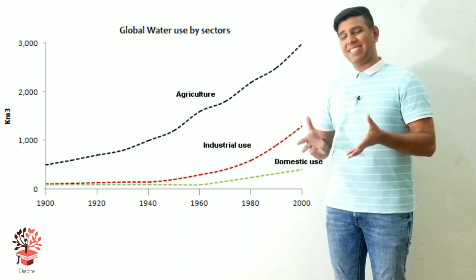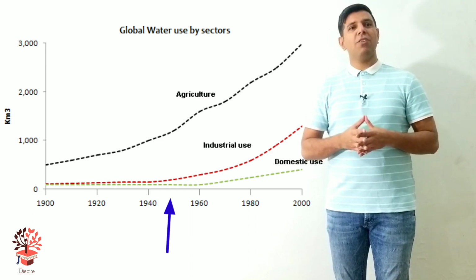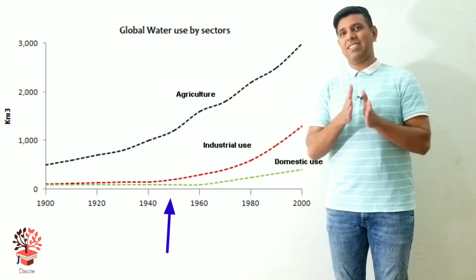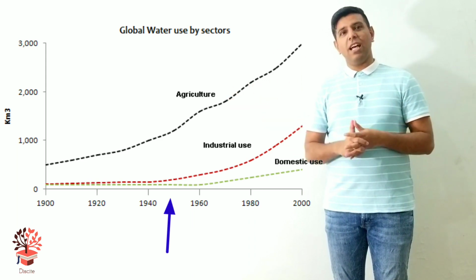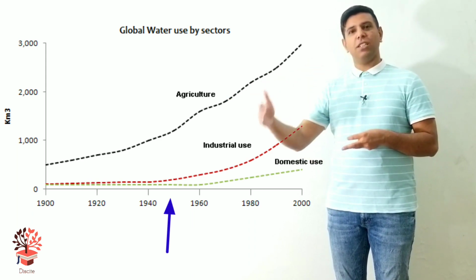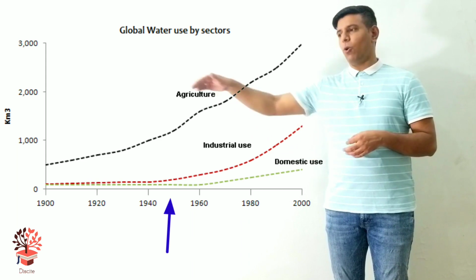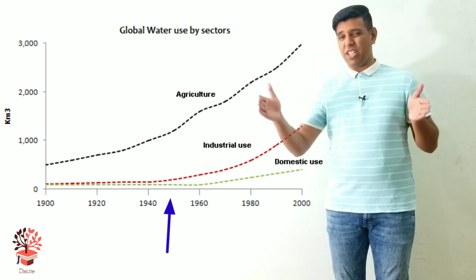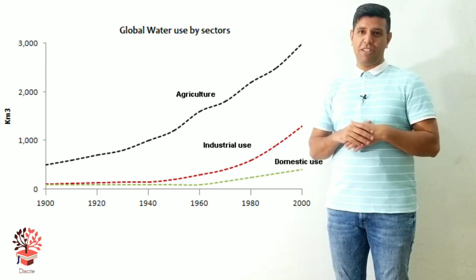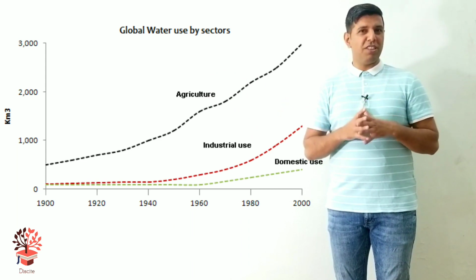If you look at the x-axis, what do you have? You have the time limit from 1900 to 2000. That's 100 years, and they're divided into decades, like every 10 years, 1910, 20, 30, 40, and goes all the way to 2000. So it's a 100 years period, a century. Which century is that? 20th century. So you need to know these things.